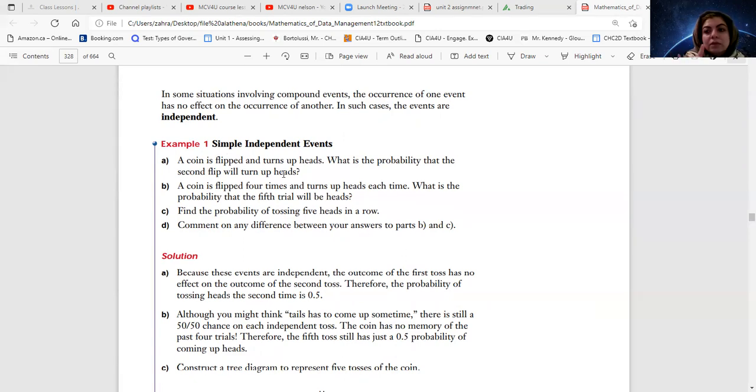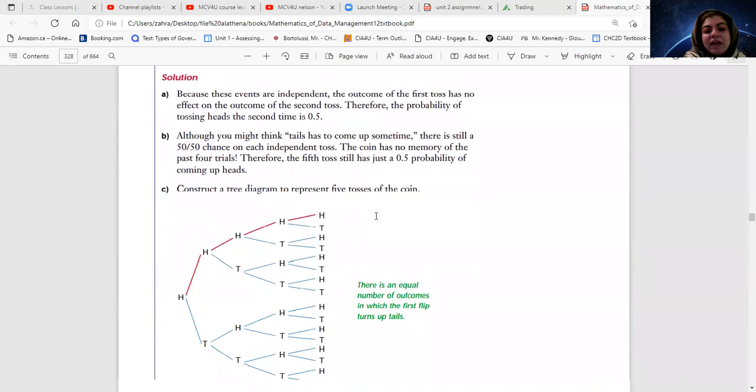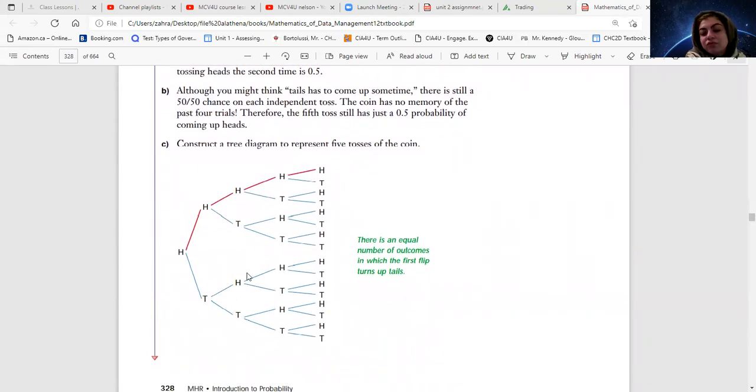The total number of outcomes is 2. One of those is head, so 1/2 is 0.5 or 50%. A coin is flipped 4 times and turns up head each time. What's the probability that the fifth trial will be head? Again, the fifth trial is independent of the previous events. So again, 50% chance that it's going to be head. Find the probability of tossing 5 heads in a row. Since we have 5 heads in a row, we can do a tree diagram.